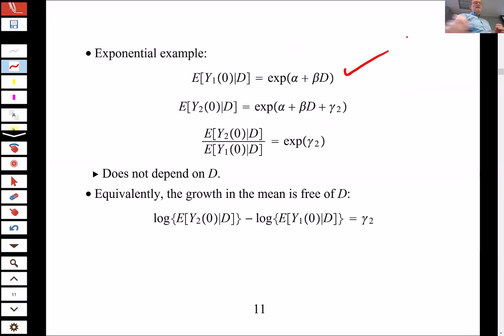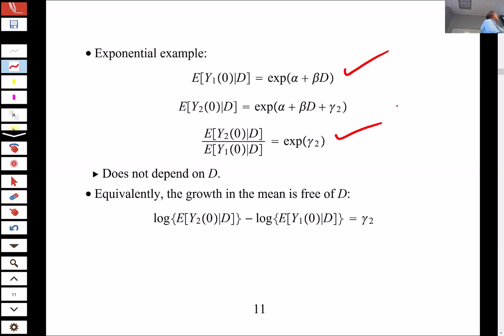Well, again, in the first period, we're going to allow the assignment D to be confounded with respect to the outcome. In the second period, again, you can see hopefully the pattern here. We're just going to add this intercept shift to allow for changes over time. And then what is the parallel trends assumption? In this case, if we take the ratio, you can see that the ratio doesn't depend on D, but the difference would depend on D, right?